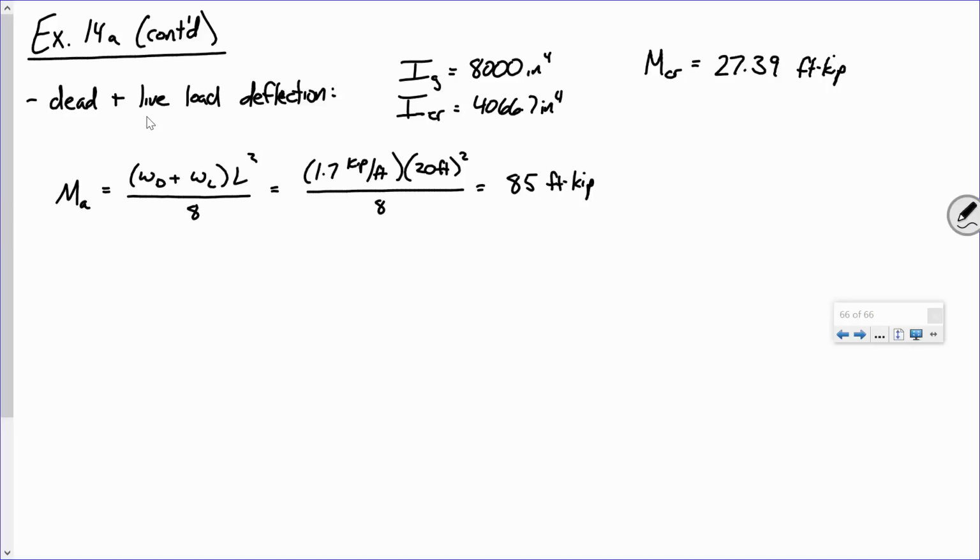So now that we've got more moment, more of the beam's going to crack. So should our IE, our effective moment of inertia, be higher than the last part or lower? Help me. Before we even do any math, let's just think about this. If more of the beam has cracked, what's that going to do to the moment of inertia? It's going to get smaller, right? The beam is not as stiff because it's experiencing more load. Let's see if that happens.